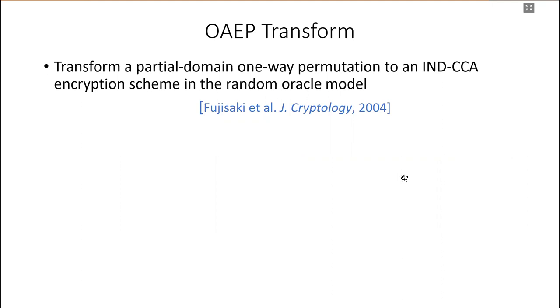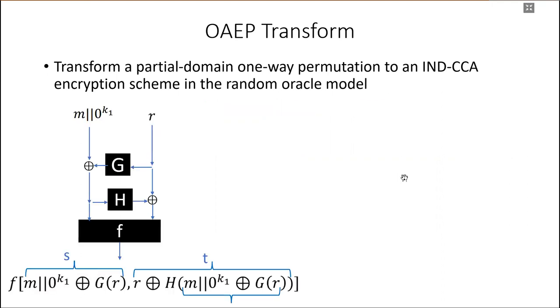So OAEP is a transformation that uses two random oracles and a partial domain one-way permutation to obtain an indistinguishable CCA secure encryption scheme. How does it work? In order to encrypt a message M, we append a zero-bit string of length K1 to M and choose a randomness R, then we query G on R to get G of R and XOR it with the message. This part is called S. Then we query H on input S and XOR it with R. This part is called T. And then apply F on inputs S and T to get the ciphertext.